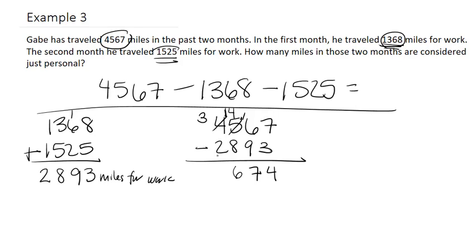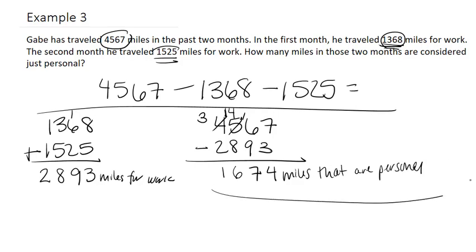Now 3 minus 2 is equal to 1. So miles that are personal is 1,674. And that would be the solution to this problem.